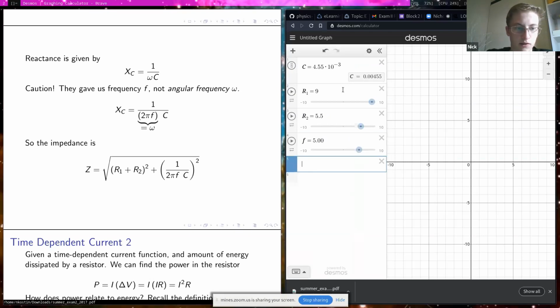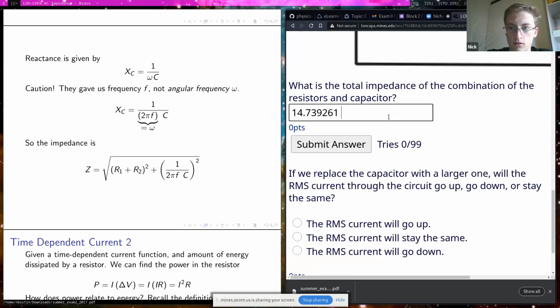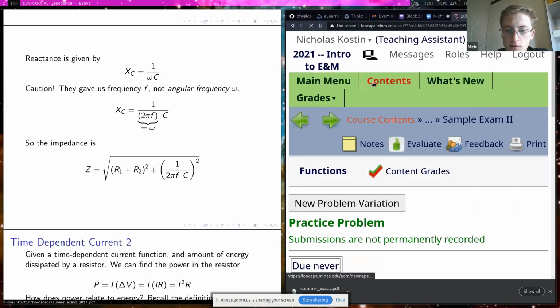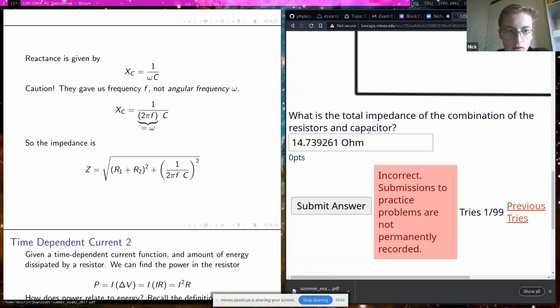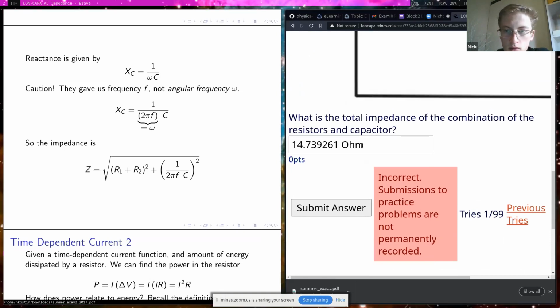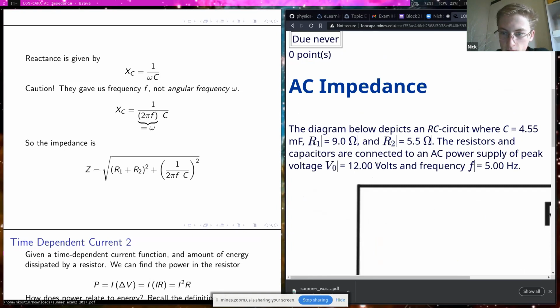So then the total impedance is going to be the square root of R1 plus R2, because they are in series, all that squared, plus the reactance, which is 1 over 2 pi F times C. So I'm getting that for my impedance. Let's see if it works. That's going to have units of ohms because it's kind of like resistance. And it did not work. Let's see. 12 volts.